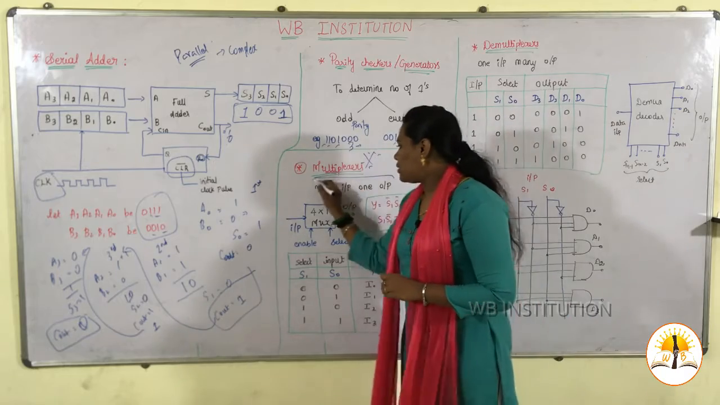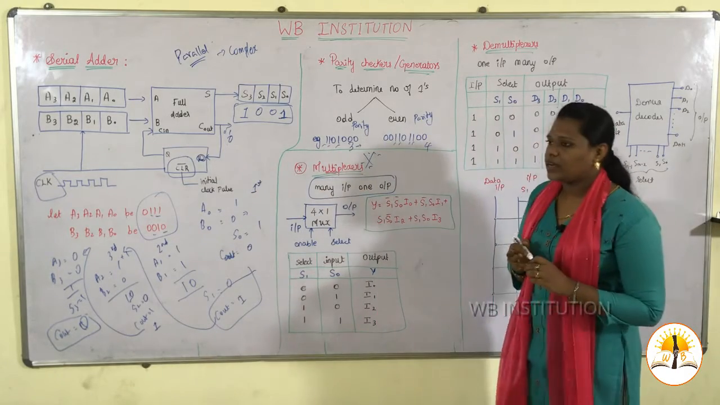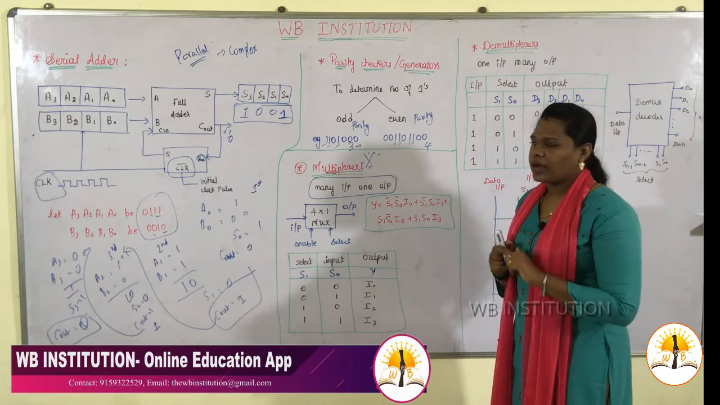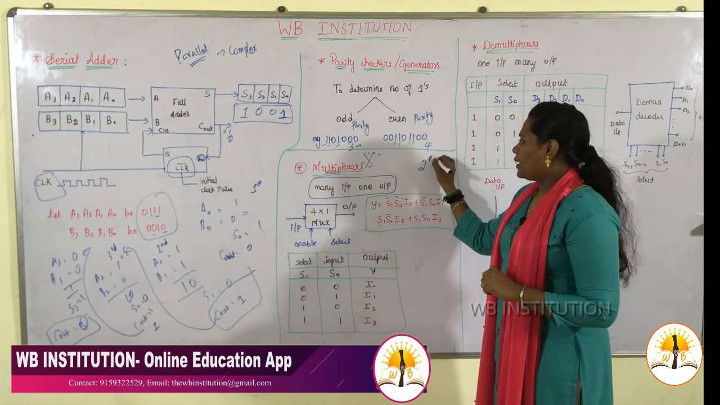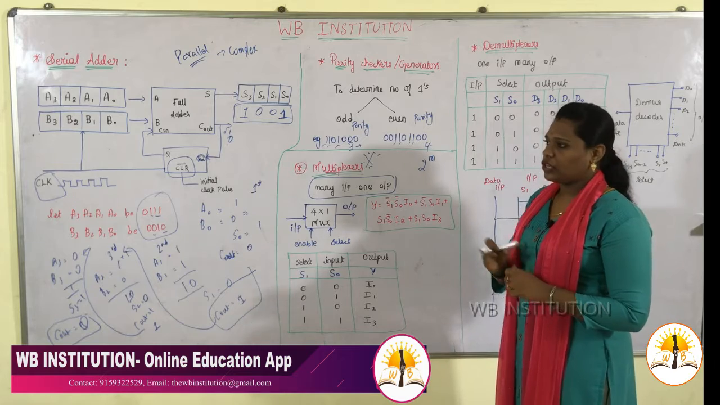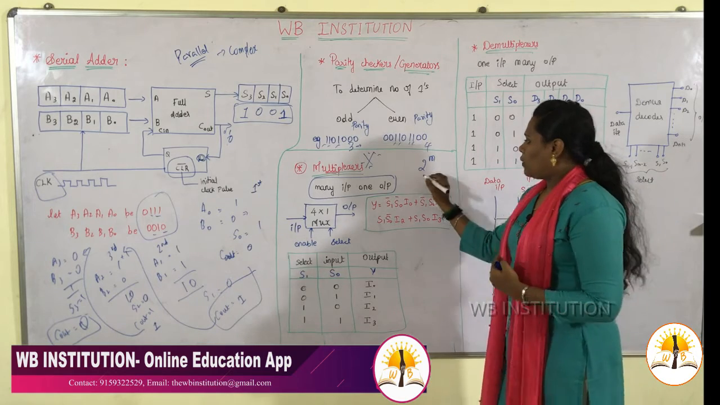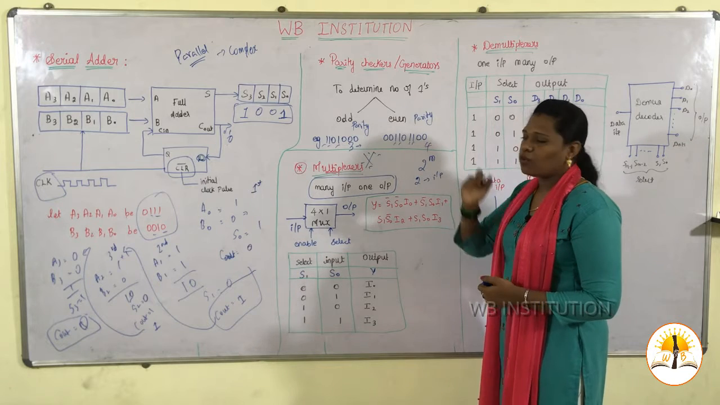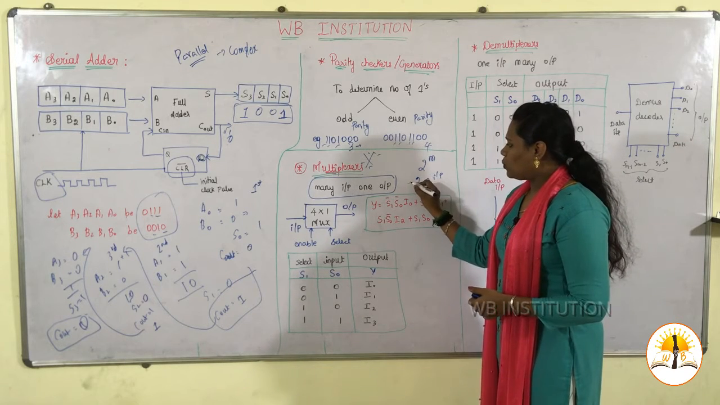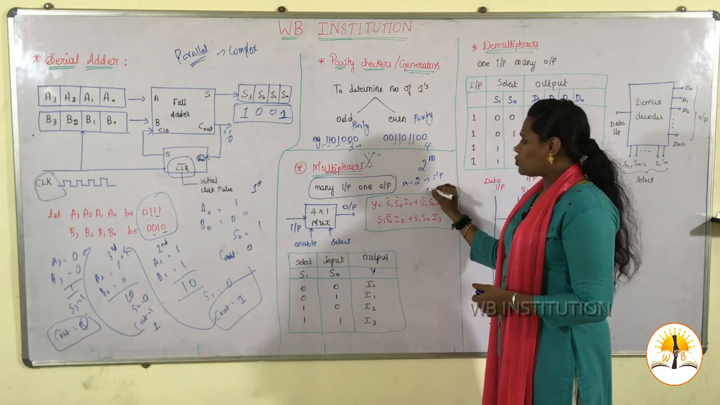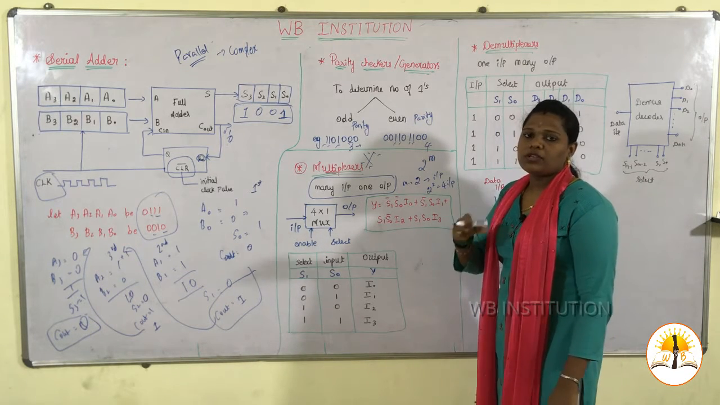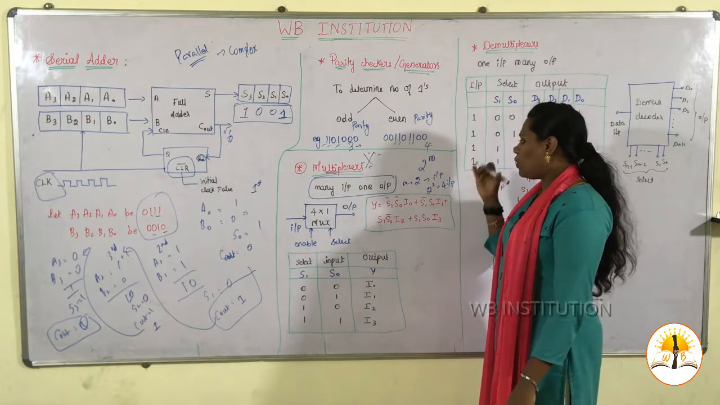So just understand this term: many inputs and only one output. 2 power m or 2 power n you can mention. If you denote this 2 as my input, what will be your output value? 2 is nothing but your m value. Substitute 2 power 2, 4 will be your output. If 2 is your input, 4 will be your output.